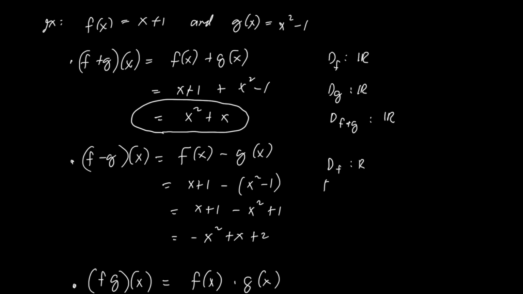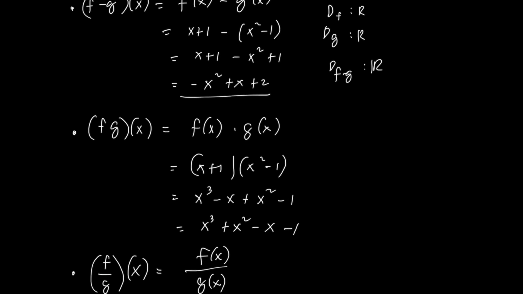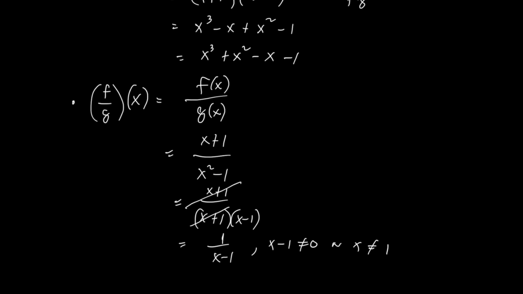For the difference, again, the domain of f is R, the domain of g is R, the domain of f minus g is also all real numbers, obviously from here. Same with the product, the domain of f times g is also all real numbers.